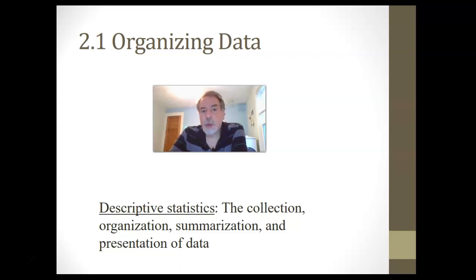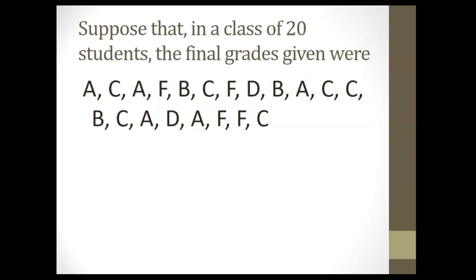Now we're going on to, if you've got some data, you've collected some data values, what can you do to organize your data to make it more meaningful, get a better idea of what's really going on with your data? For example, suppose there's a class of 20 students and here's the list of what they got for their final grades. So this is just a list of letter grades, and it's not really organized. It's just a list of letters. It's kind of hard to tell what's going on just by this list here.